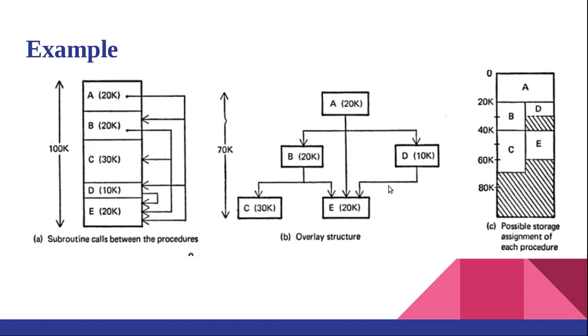So the maximum size of the overlay will be the size of the deepest overlay. So what is the deepest overlay? A, B, C and A, B, E. In that, if we consider overlay A, B, C, the total size will be 20 plus 20, 40, 40 plus 30, 70. And if we consider the next one, A, B, E, it will be 60. So the maximum will be 70K. It will fit in our allotted memory space.